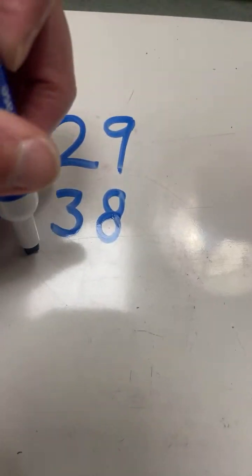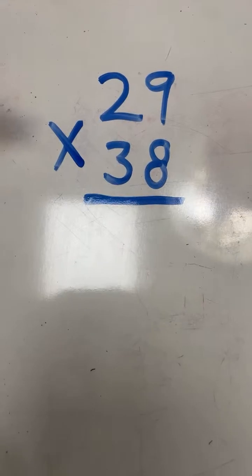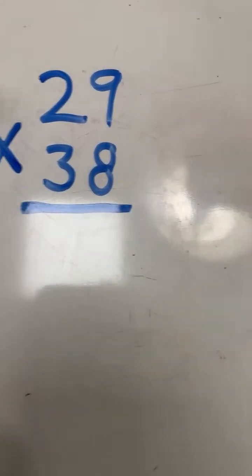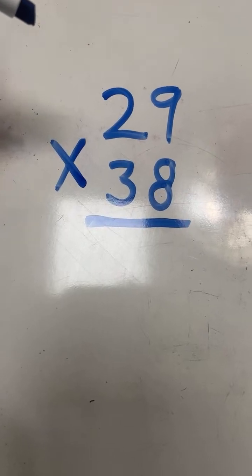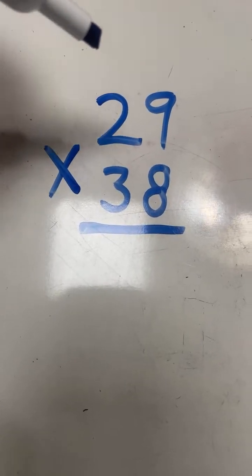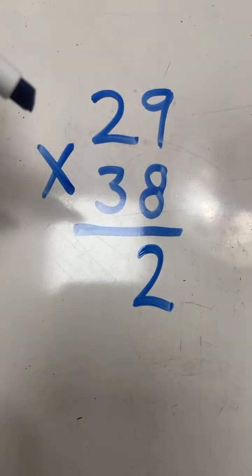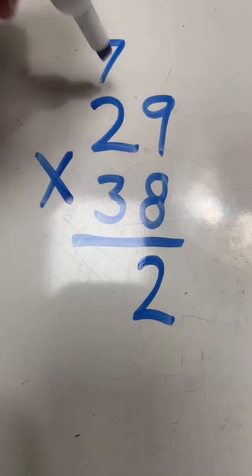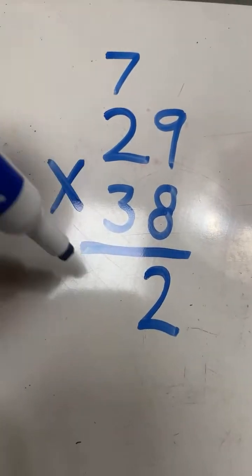All right, 29 times 38. So again, we are going to start in the ones place. 9 times 8 equals 72. Because our product is more than 10, we have to regroup. So the 2 in 72 goes in the ones place, and the 7 gets carried over to the tens place. 2 times 8 equals 16, plus 7 equals 23.